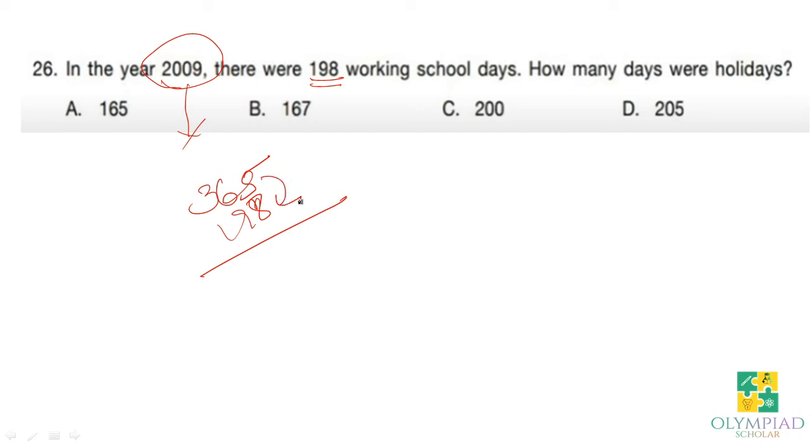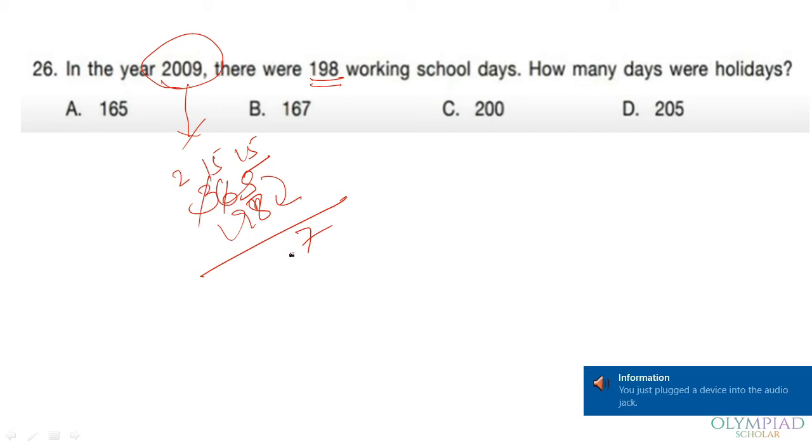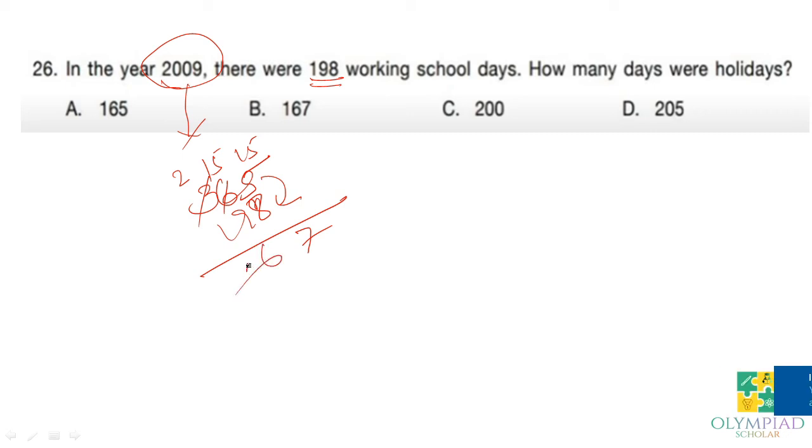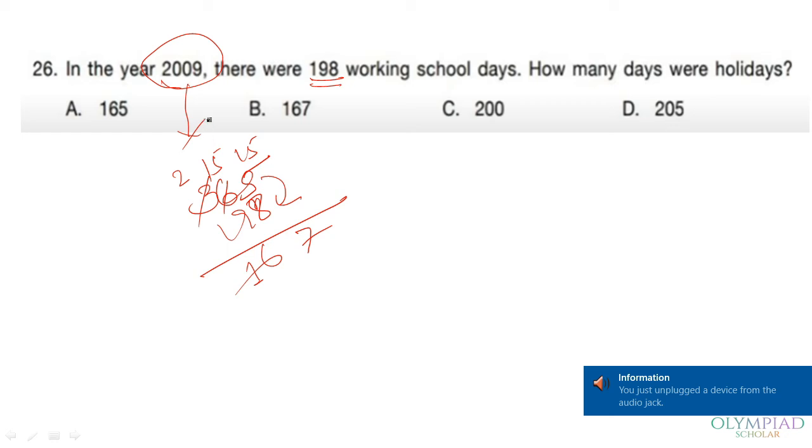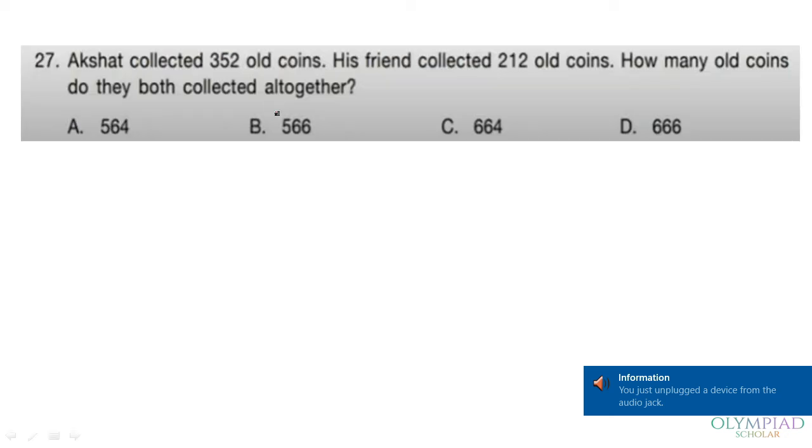So 5 minus 8. It is not possible, so it will be 5 and 15. So 6 will become 5, and again 5 minus 9 is not possible, so it will be 2 and it will be 15. So 15 minus 9 is 6, and the answer is 167, which is option B.